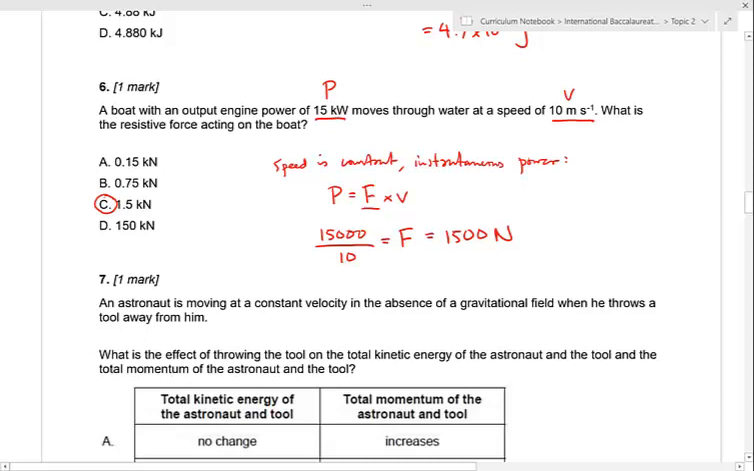Okay, so this force is the force pushing the boat, but the boat is in equilibrium because it's moving through the water at a constant speed. So F friction is the same.